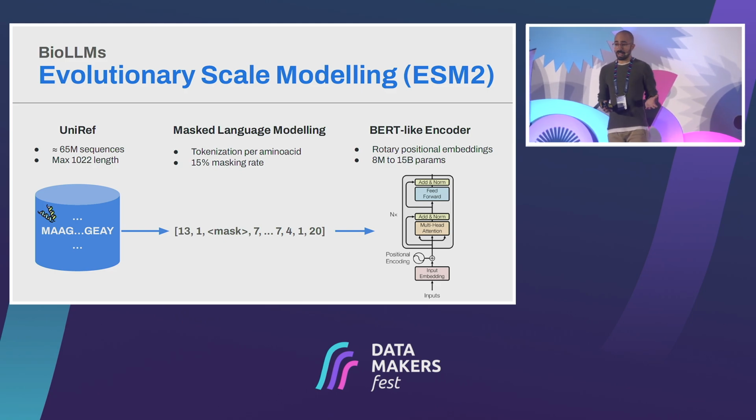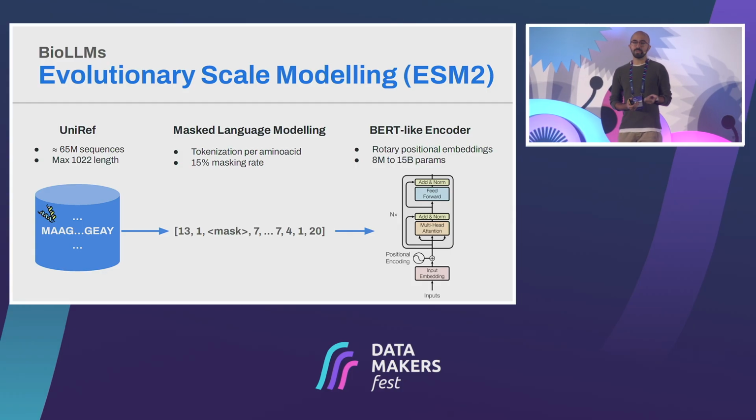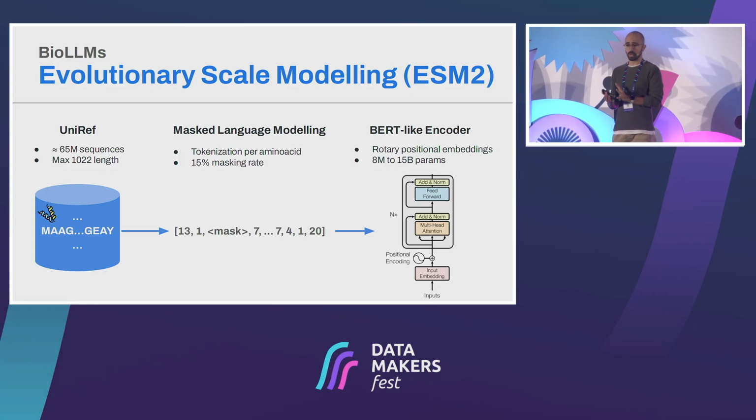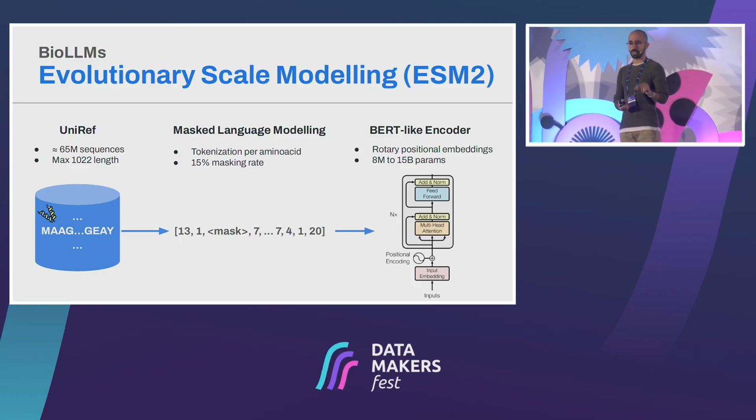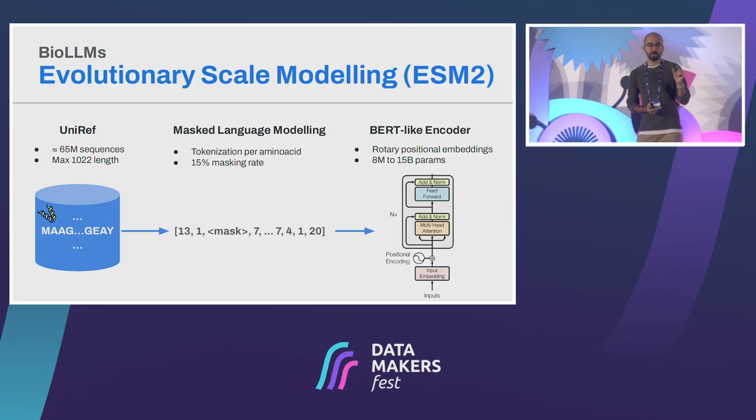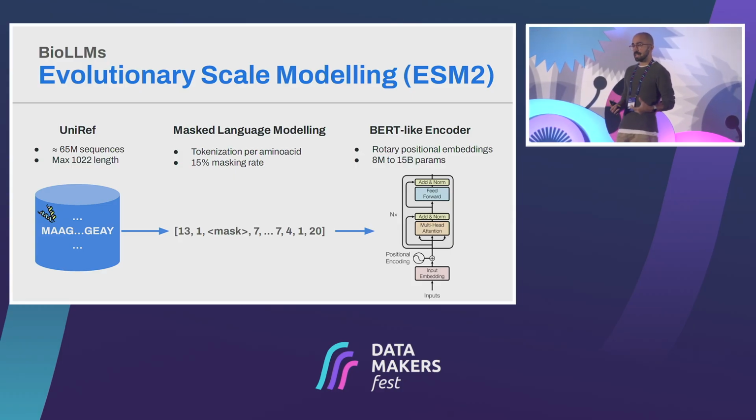Then, in terms of masked language modeling, so they did the tokenization per amino acid. So each amino acid, each character is going to be one token. They did a 15% masking rate, which is quite common in like BERT-like models. And if you look there at the image, basically that's what the tokenized sequence looks like. So the protein is each unique amino acid is going to get converted into a unique number, a token, and then you're going to mask some of those tokens, and that's what you're going to try to predict during training.